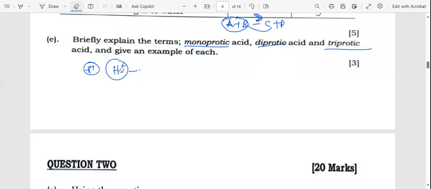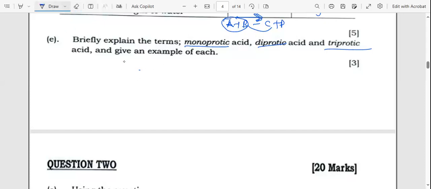So what will happen is that if an acid is mono, it means it gives only one hydrogen. For example, I'm giving you an example, I'm answering. So monoprotic, we have, let's say, hydrochloric acid, because of this hydrogen there. That's monoprotic, it gives one proton.